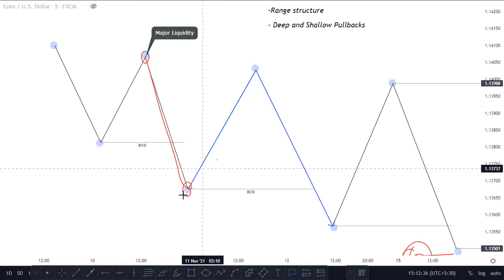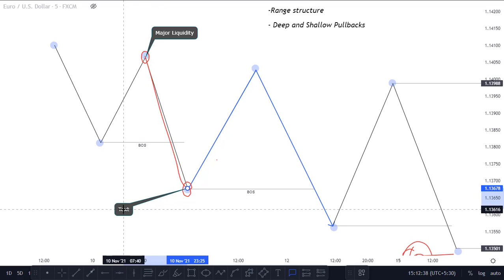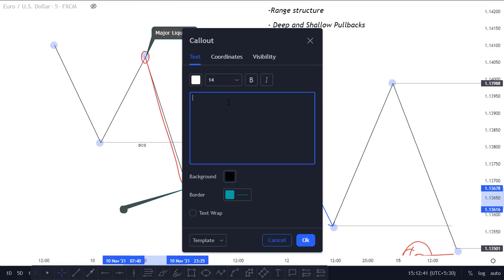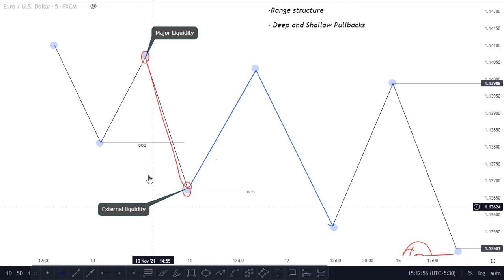Once we start creating a pullback, this level will be called external liquidity. We call this external liquidity. So try to understand that.